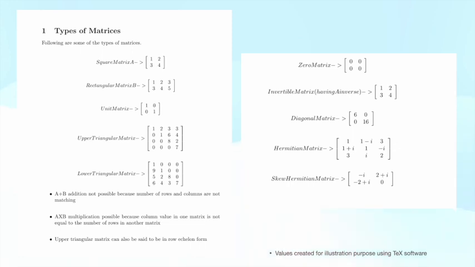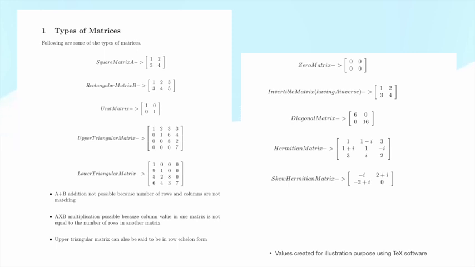A into B multiplication is possible because A is a 2 by 2 matrix and B is a 2 by 3 matrix. The number of columns of A is 2, and the number of rows of B is 2. So since they match, we get a 2 by 3 matrix, with the number of rows in the first matrix and the number of columns in the second matrix. So we can multiply A and B, and we will get a 2 by 3 matrix.